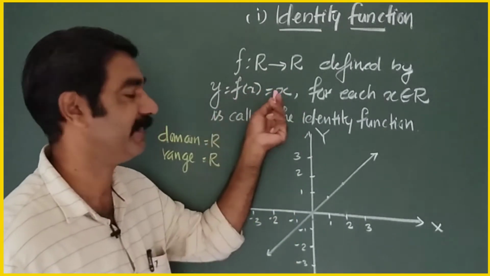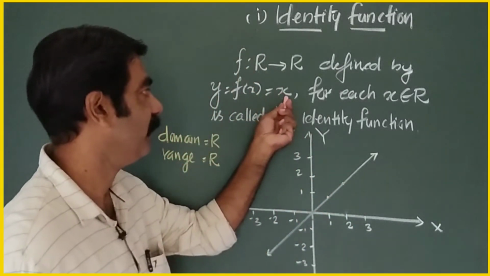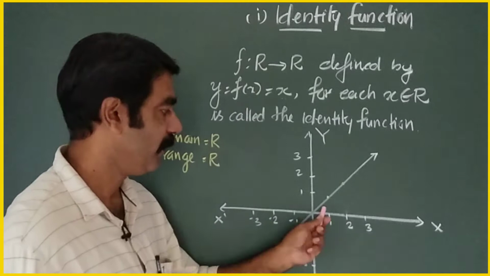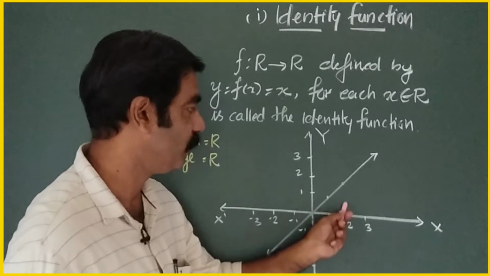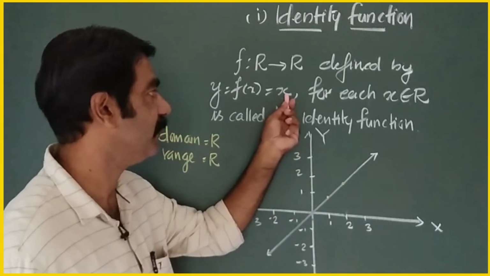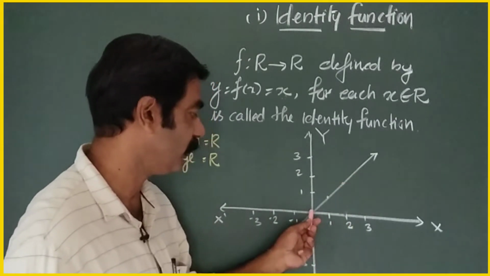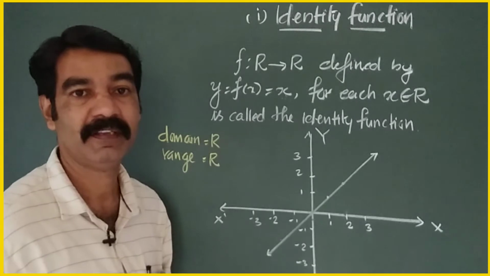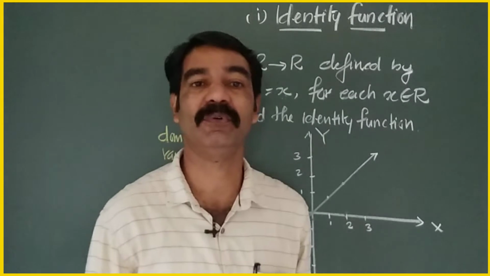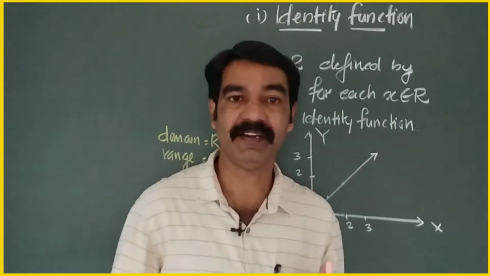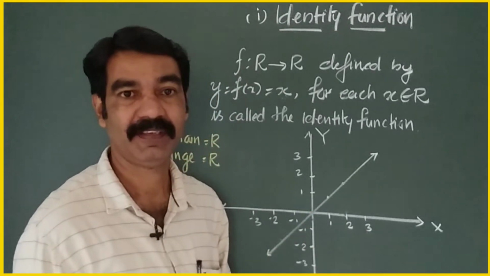So an identity function is a function defined from R to R, f(x) = x. That means when x is 1, y is also 1, so 1 is a point. When x is 2, y is also 2, so 2 is a point on the graph. When x is 3, y is also 3. So 1, 2, 3, 0, minus 1, minus 2 are points on this graph. If we join all these points, we get a line passing through the origin. So the graph of an identity function is always a straight line passing through the origin. Remember that.